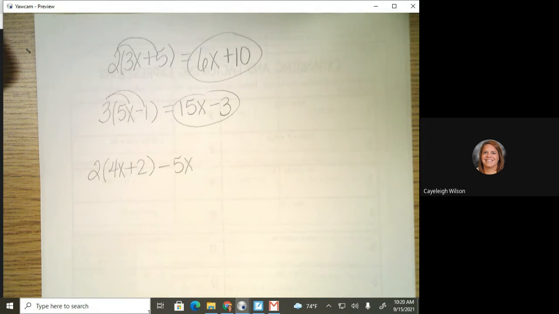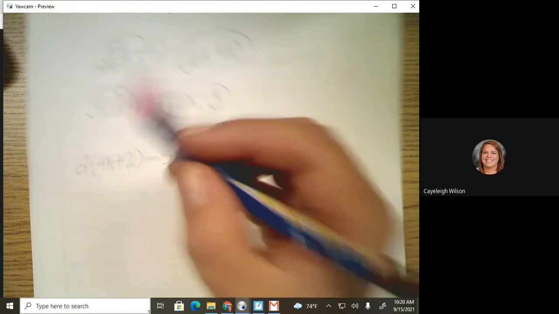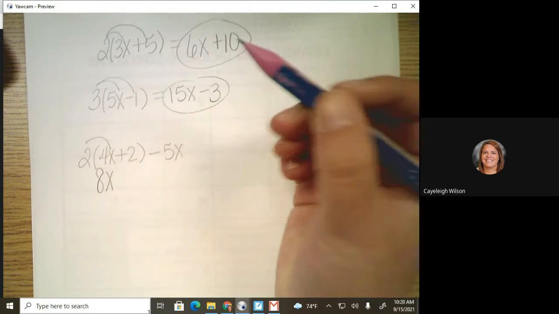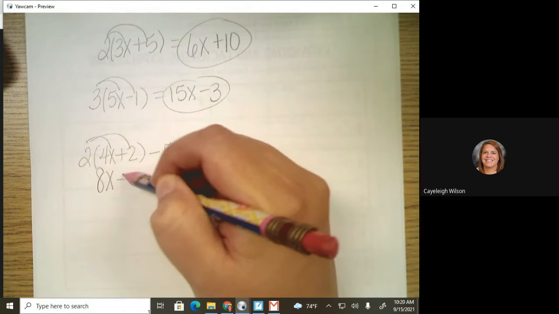So what did I always know to start with? Ethan? What are they called? What do I start with always? Tell me. Parentheses, because order of operations says I always do the parentheses first. So that's where I start. So 2 times 4x is 8x. 2 times 2 is 4.